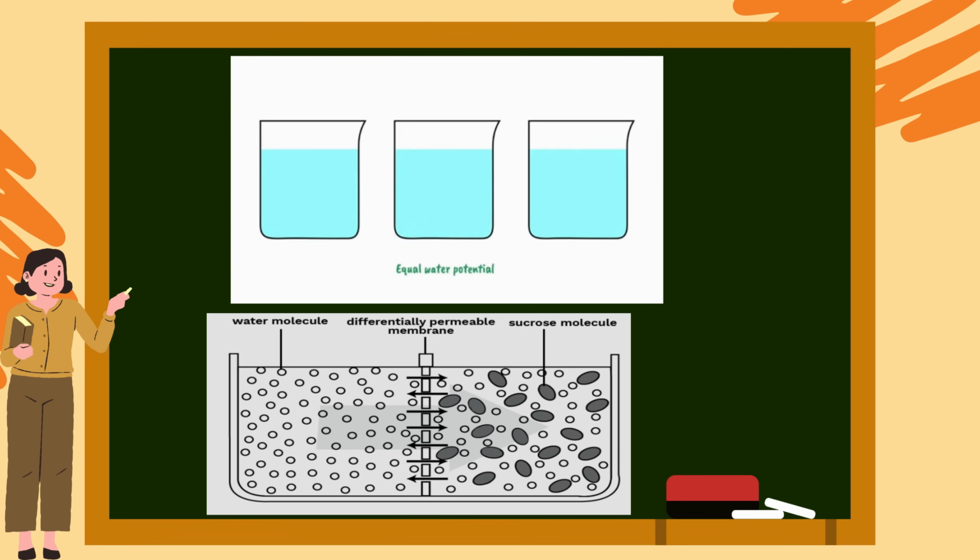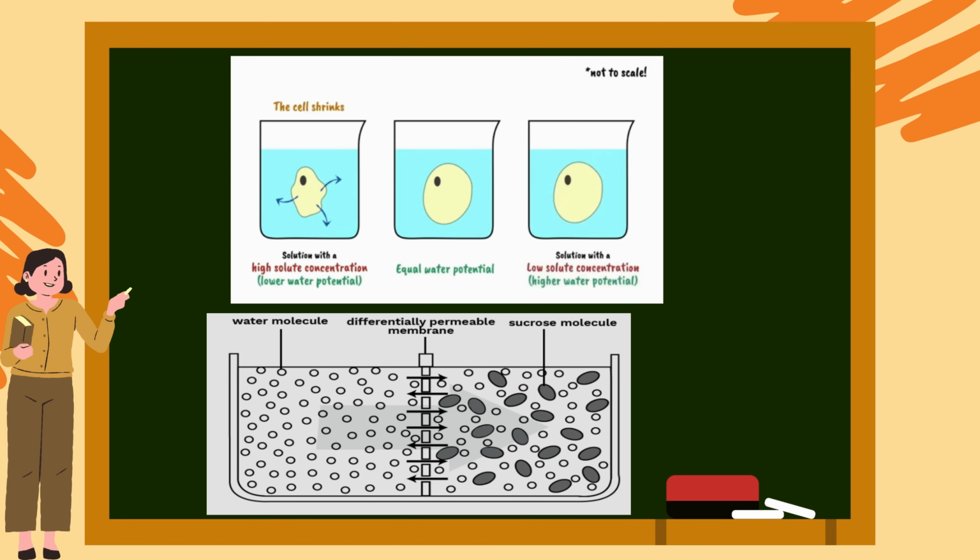Let's see what happens when we place an animal cell in solutions of different concentration. If the solution has equal water potential to the inside of the cell, there will be no net movement of water and no observable change. If placed in a solution with a higher solute concentration, water would exit the cell by osmosis. The cell would shrink and become shriveled. If the cell were placed in a solution with a low solute concentration, water would enter the cell. And if the concentration of the solution were low enough, then enough water would fill the cell until it bursts open.